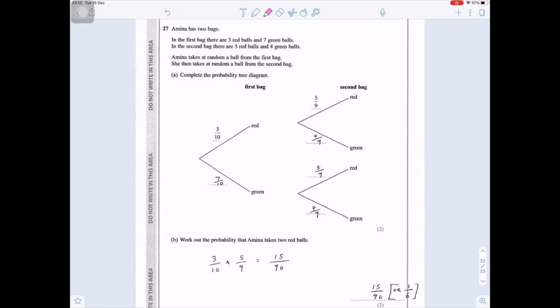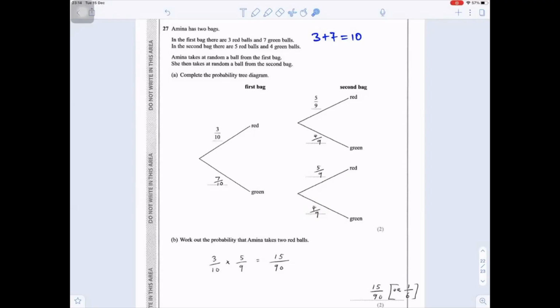Complete the probability tree. For the first bag, there are 3 red balls, so it's 3 out of 10, because the total is 3 plus 7, which gives you 10. So 3 red and 7 green. For the second bag, there are 5 red balls and 4 green. 5 plus 4 gives you 9. So 5 out of 9 is red and 4 out of 9 is green.